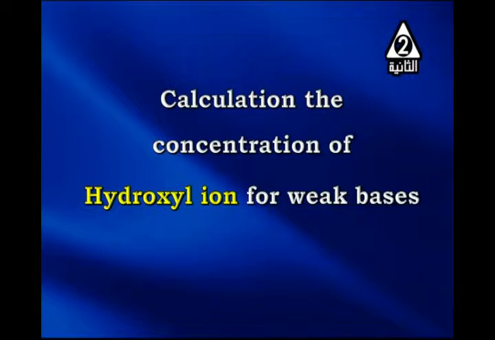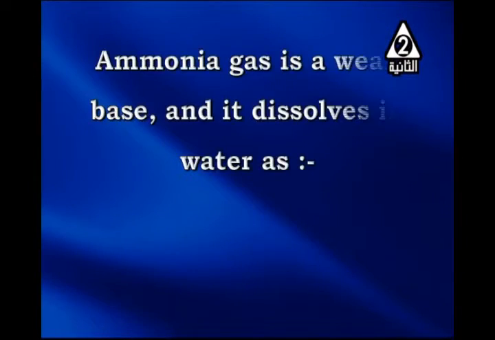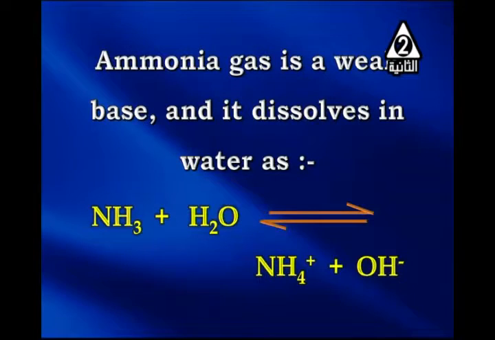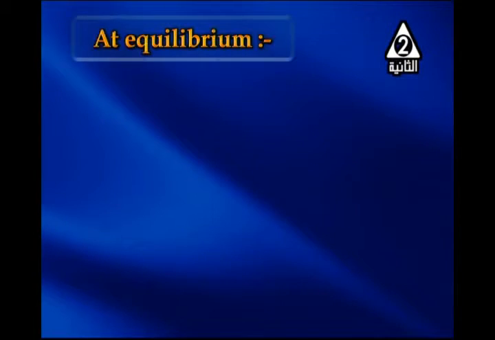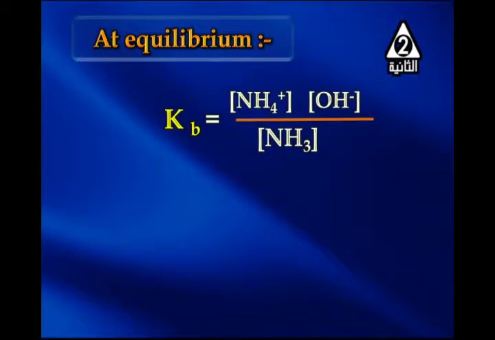Calculation of the concentration of hydroxyl ion for a weak base. My dear students, we know that ammonia is a weak base and it dissolves in water, giving ammonium ion and hydroxyl ion, as the equation proceeds on the screen. So at equilibrium, we can find the equilibrium constant of the base, Kb, equals the concentration of ammonium ion times the concentration of hydroxyl ion over the concentration of ammonia.